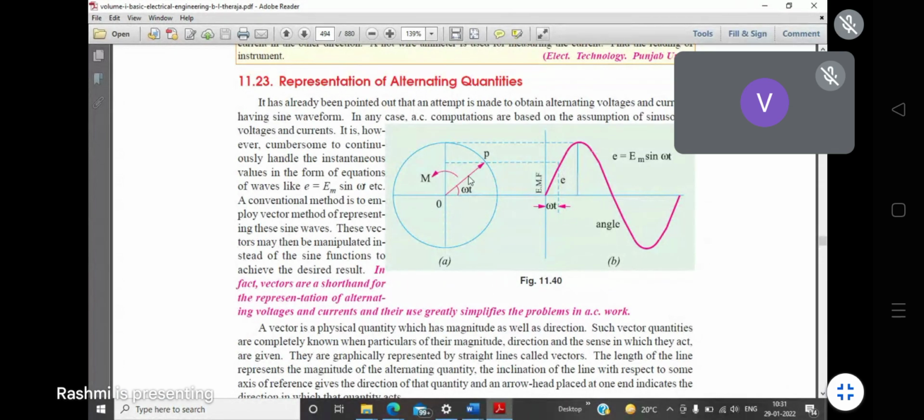Similarly, as time increases, you can see the value goes on increasing, from here to here. At pi by 2, that means 90 degrees, it will get the maximum amplitude. So at 90 degrees, this phasor will come from 0 to this position, which is the highest value it will get. So this is the maximum value Em.